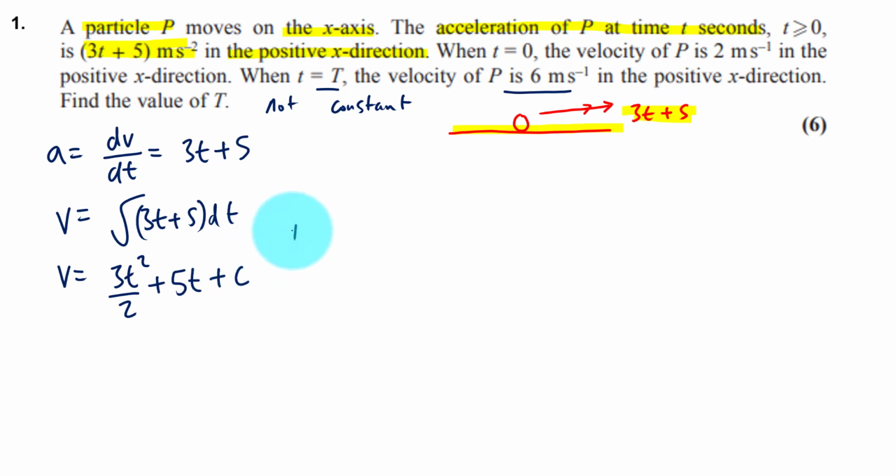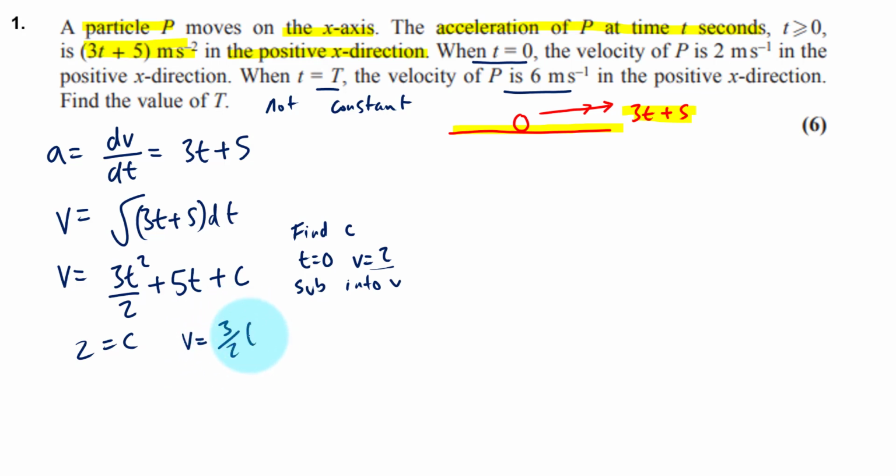Now we need to find c, but when t equals 0, we have v equals 2, so we just substitute that in, into v. Now when t equals 0, this is going to become 0 and that's going to become 0, and v equals 2, so 2 must equal c, and we can write the next line, which is, that means v equals 3 over 2 t squared plus 5t plus 2.